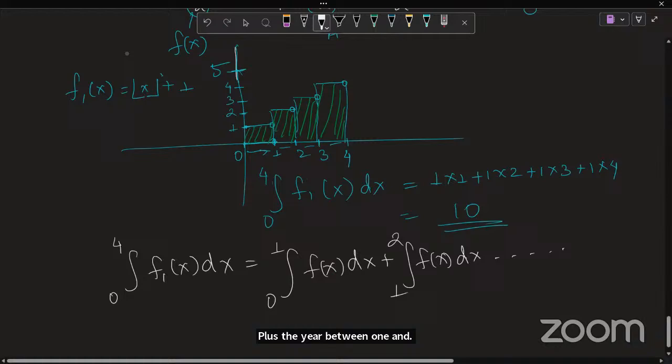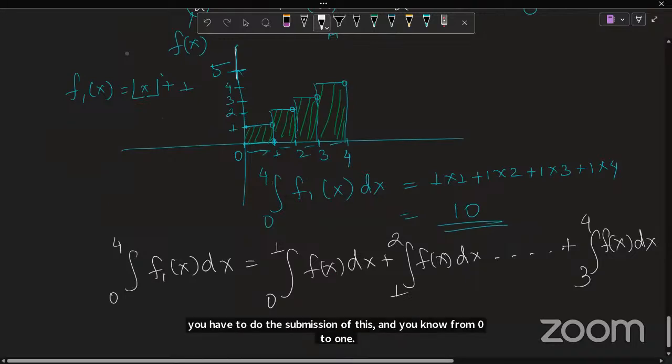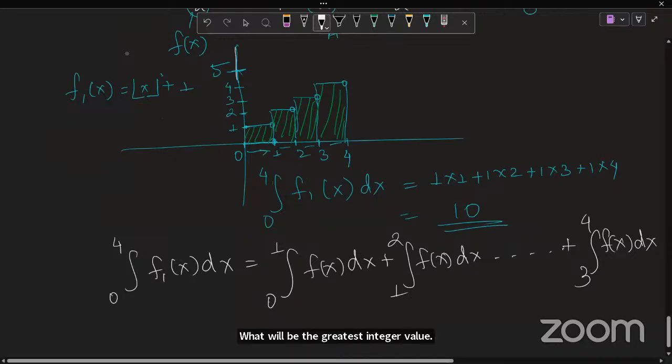Similarly like that, you go on to the area between 3 to 4, f(x) dx. So you have to do the summation of this. And you know from 0 to 1, what will be the greatest integer value? It will be 0, right? From 0 to 1, the value of the greatest integer function will be 0. But here it is written the function is 0 plus 1.